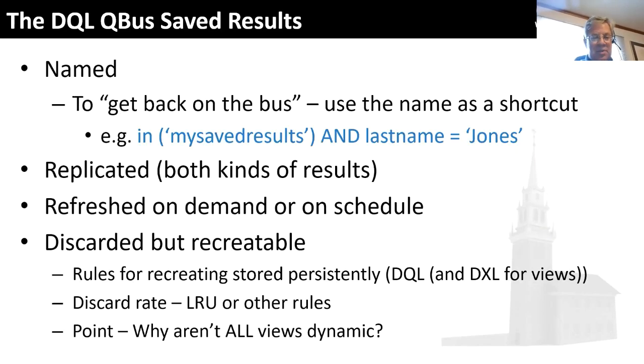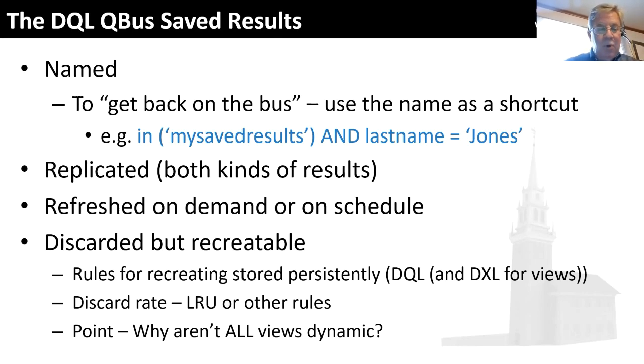So just to talk a little bit about saved results, they are named, so you can get back on the bus. You can use that name as a shortcut. As we provided from day 1, the fieldless in, that is the in clause that does not have a field, says I want you to use this as a set. So my saved results turns out to be something you can put into DQL. This pulls in type 1 of the saved result set. It pulls it right in very fast. I mean, it just reads the ID table in memory, and you're in business. And you end it with last name equals Jones here, that kind of thing.